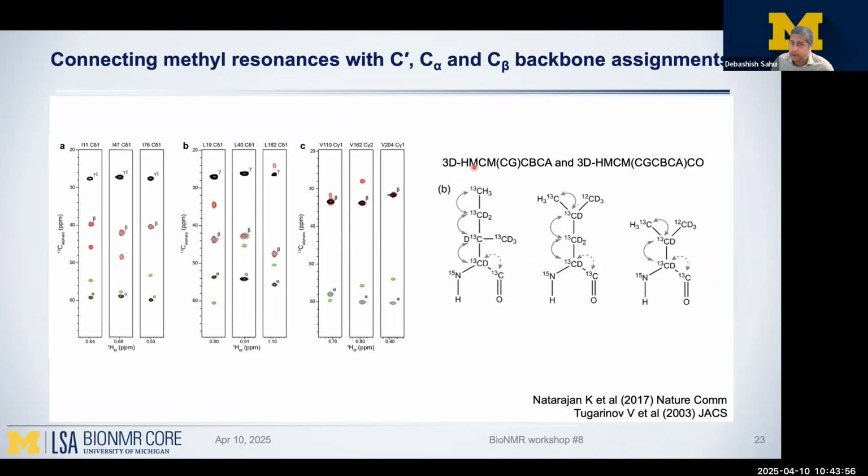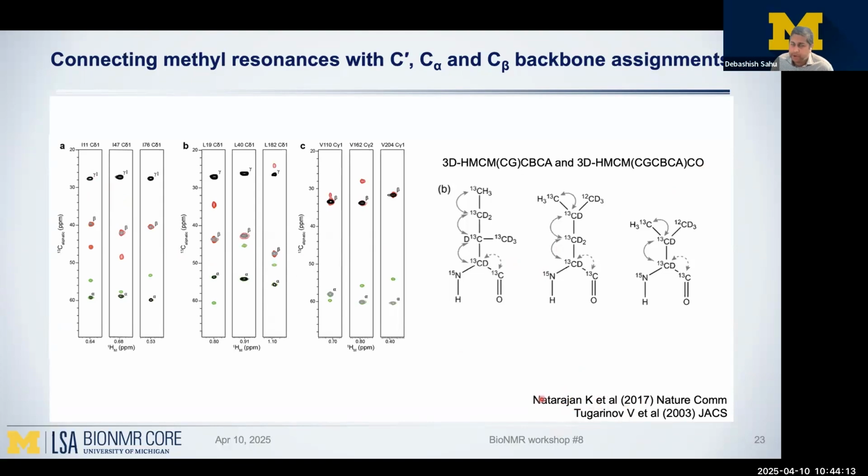You can also run something called a 3D HMCM. Then you go down the chain, then you go to CB and CA. So you label that. So let's say you have the chemical shift for CB and CA, or you have the chemical shift for carbonyl carbon. You can connect it back.